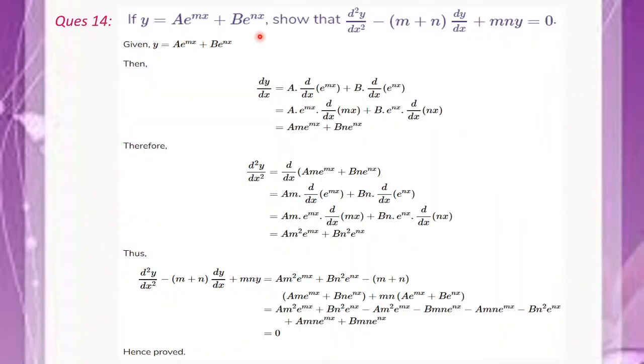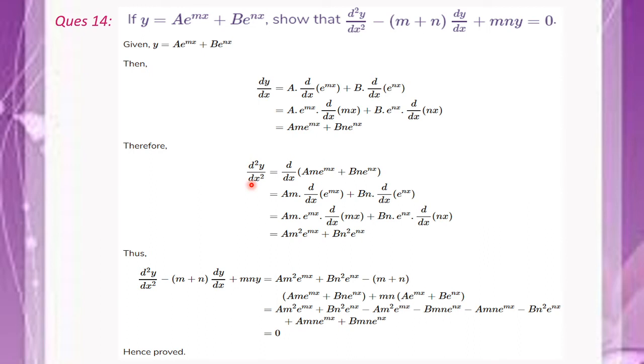14th question, here also y is given. We have to show that the second derivative d square y upon dx square minus m plus n dy by dx plus m n y is equal to 0. First of all, dy by dx, apply the product rule here. How can we find it? A is constant, common, and then d by dx of this. So d by dx of e power mx, how would we find it? Students, e power x is e power x and then for mx, what is the derivative? m. Same way for the second term.